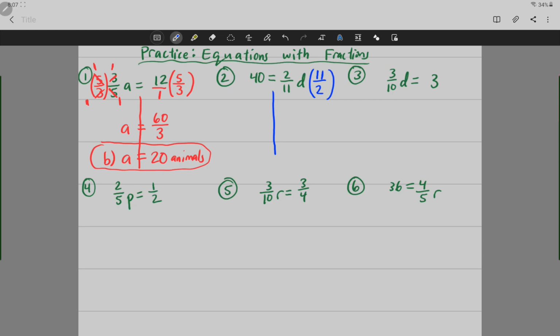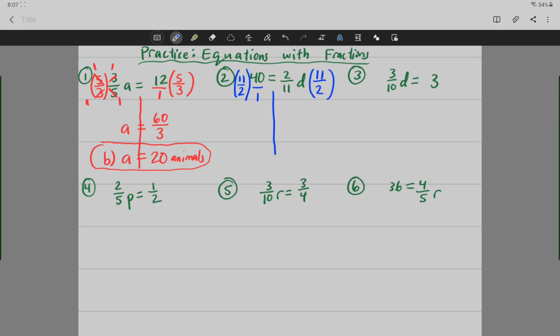So remember, whatever you do on one side of the equation, you must also do to the other side. So 40 is a whole number. I want to make that a fraction. Let's just put it over 1. All right, so now I set up my problem. Now it's time to solve.